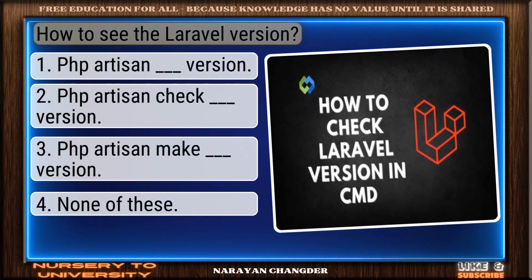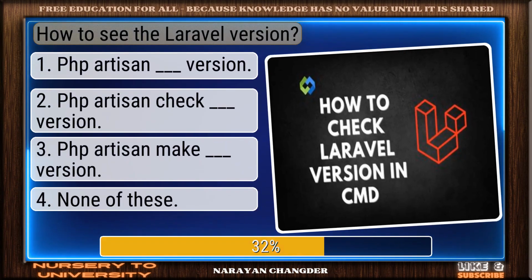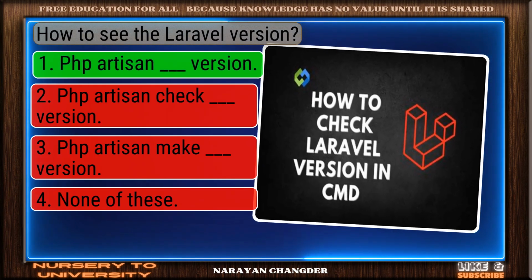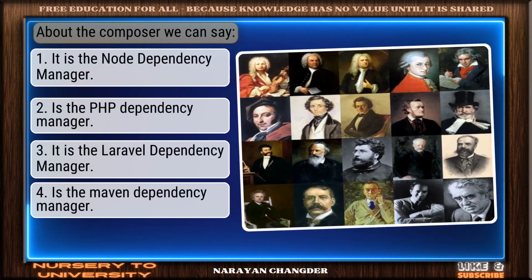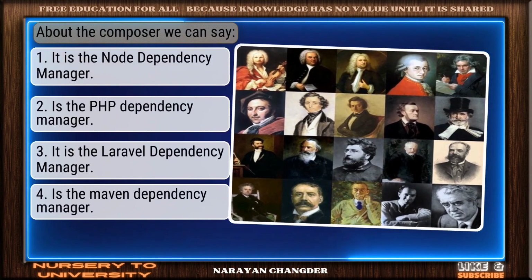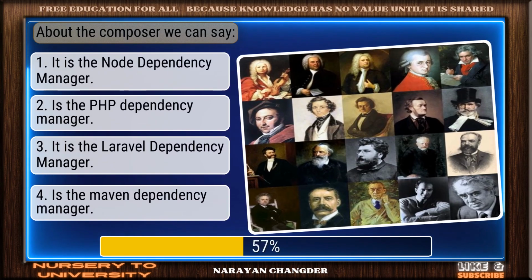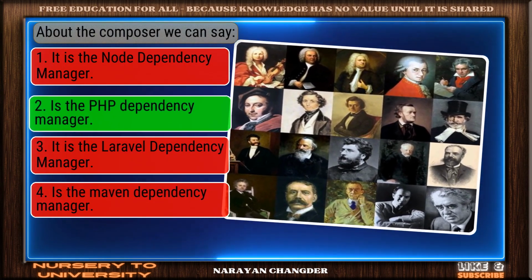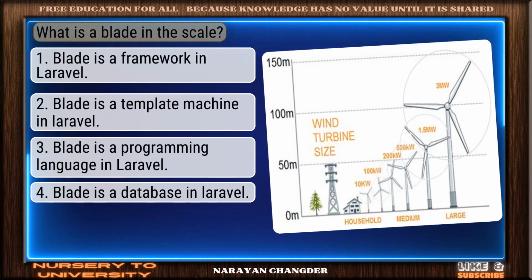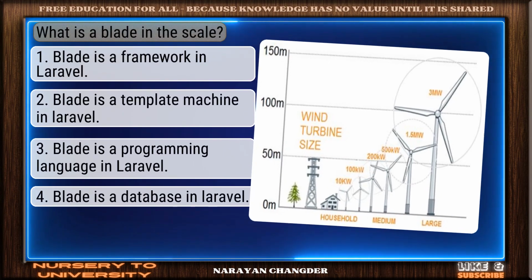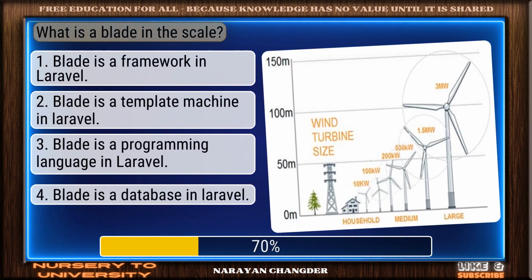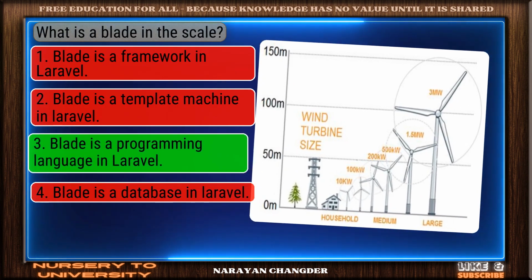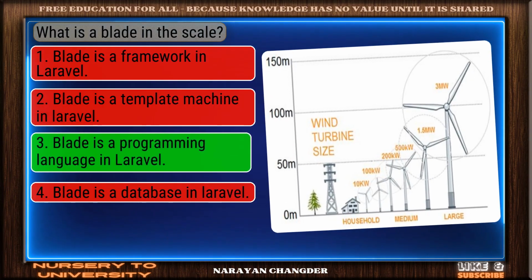Question number 65. How to see the Laravel version? You're right. PHP artisan --version is the correct answer. Question number 66. About the Composer we can say. Sharp thinking. It is the PHP dependency manager is the right choice. Question number 67. What is Blade in Laravel? Great thinking. Blade is a programming language in Laravel is the right choice.